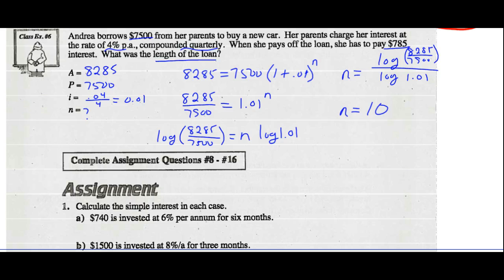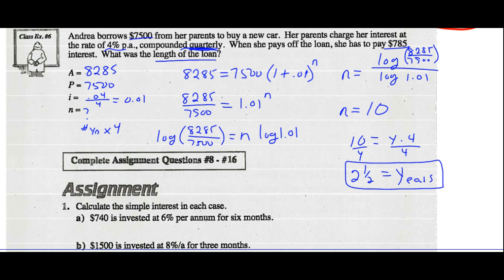But remember, N is not the length of the loan. N is the number of compounding periods. So this should have been number of years times 4 if it's compounded quarterly. So that means we have to take 10 should equal number of years times 4. So I now have to divide both sides by 4. So 10 divided by 4 is 2.5, or 2.5, will equal the number of years, the length of the loan. All right?